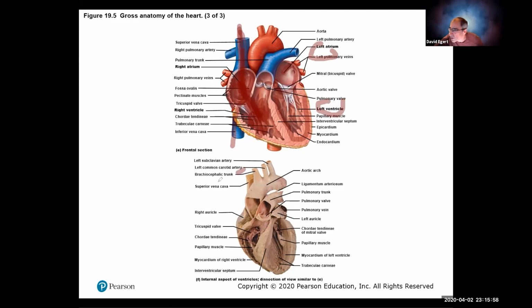This is showing when it's not colored with red and blue. You can still see that the pulmonary trunk is this big, rubbery hose coming out the very top. The aorta is this big arching rubbery hose behind it. The veins tend to be floppier. Here's the vena cava, which is behind there.